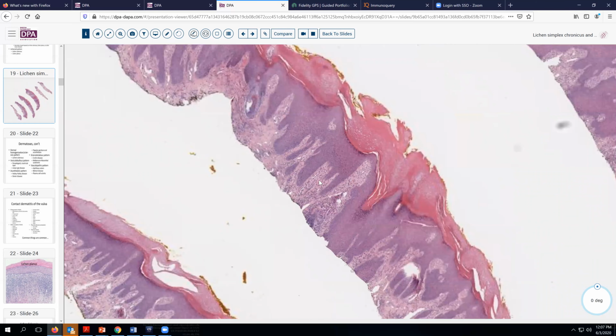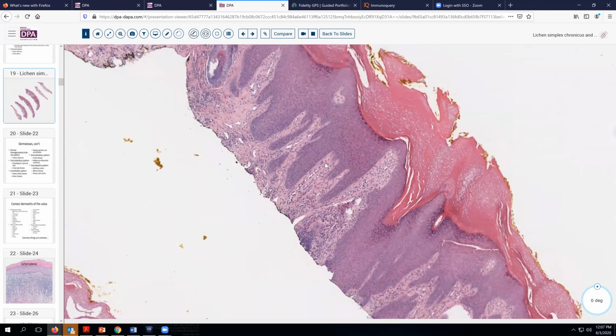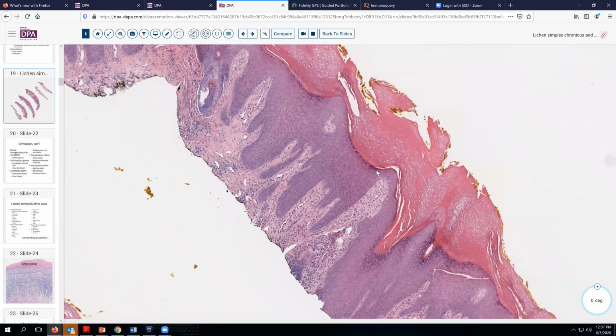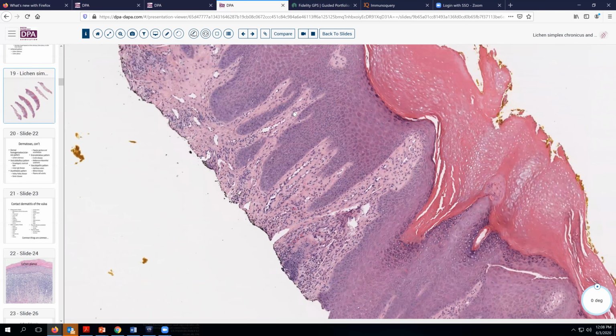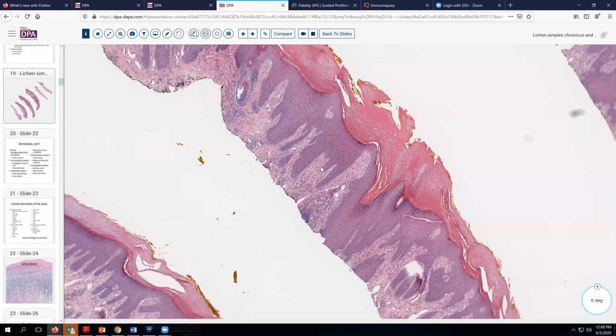And as we look at it here, the thing that I think should strike you is this hyperkeratosis and these areas of hypergranulosis. That's one of the features of lichen simplex chronicus. And then you can also see some vertically streaking collagen, along with these irregular downward projecting proliferations of squamous epithelium. So this is a nice example of lichen simplex chronicus.